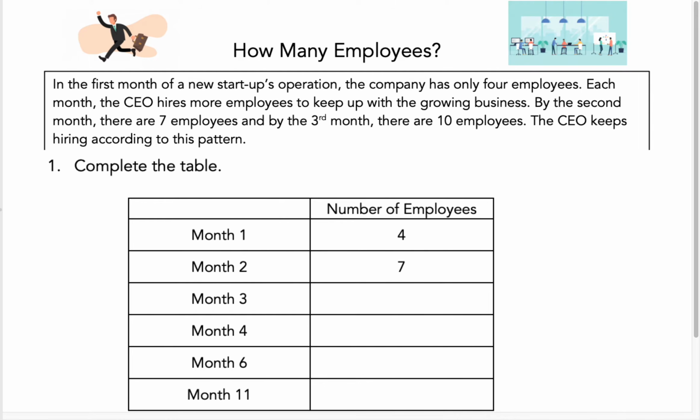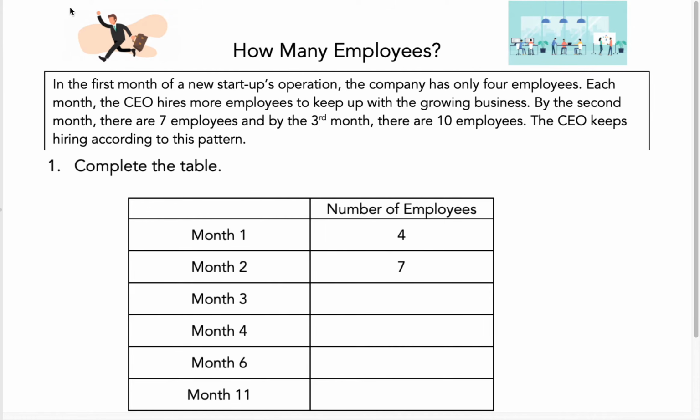The first problem: in the first month of a new startup's operation, the company has only 4 employees. Each month, the CEO hires more employees to keep up with the growing business. By the second month, there are 7 employees, and by the third month, there are 10 employees. The CEO keeps hiring according to this pattern.